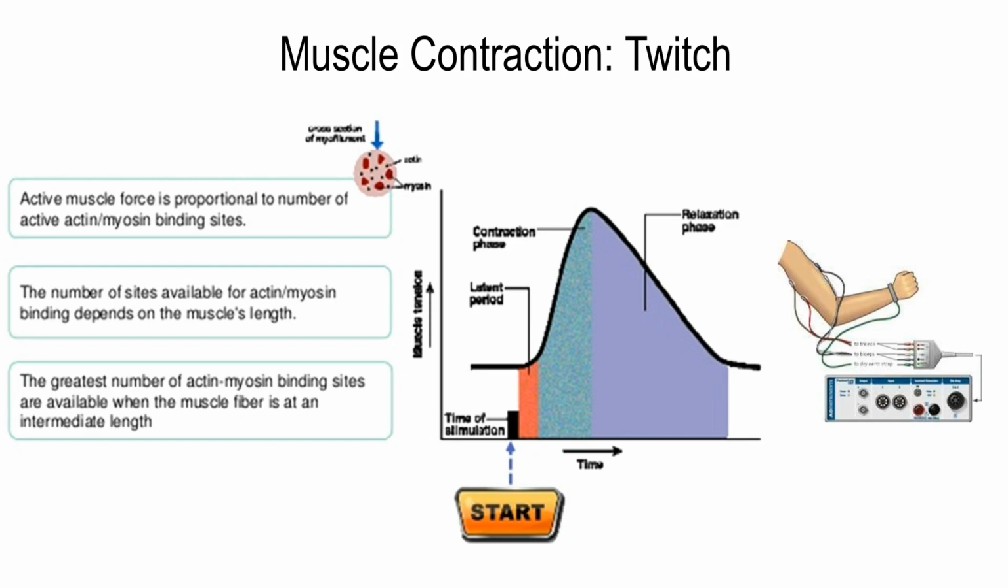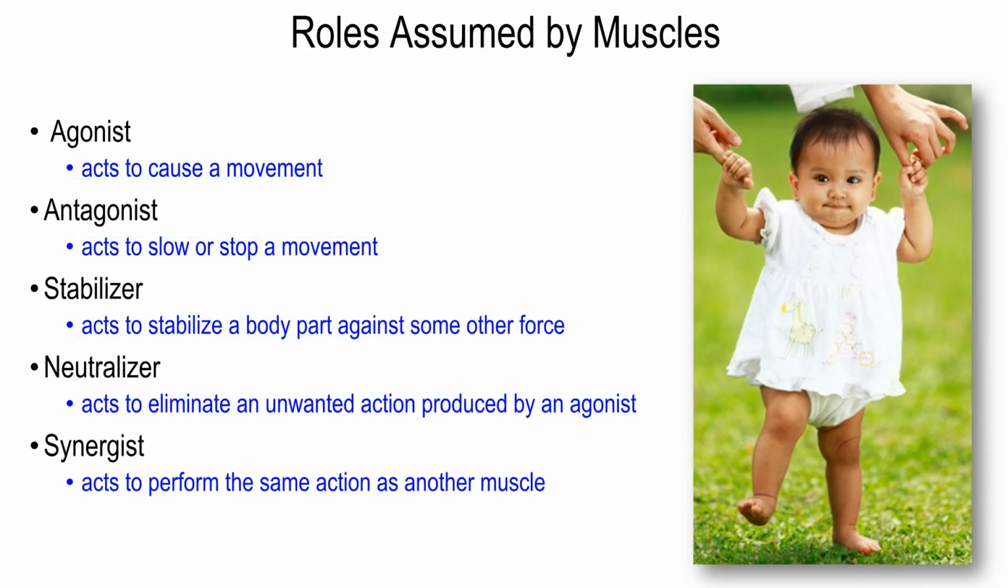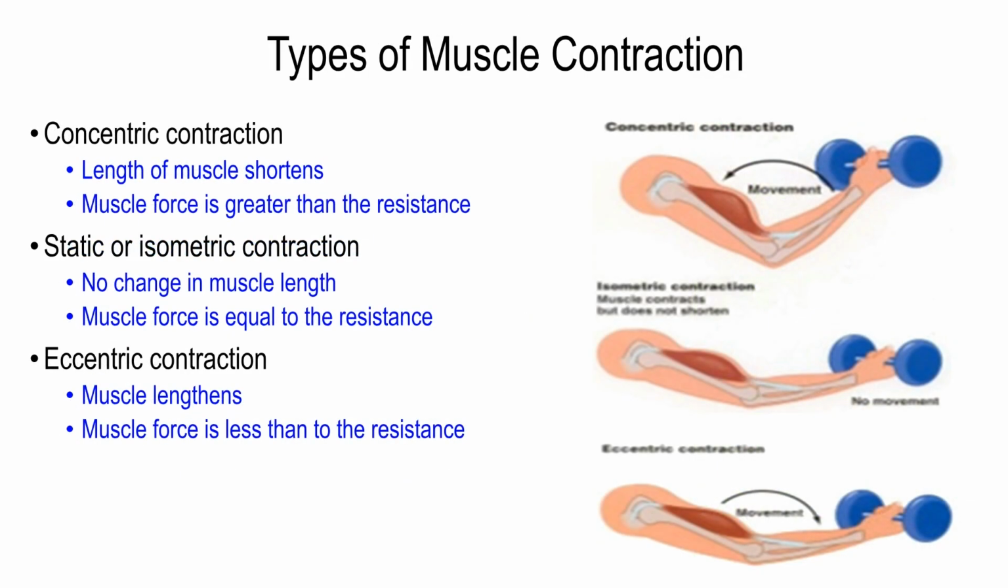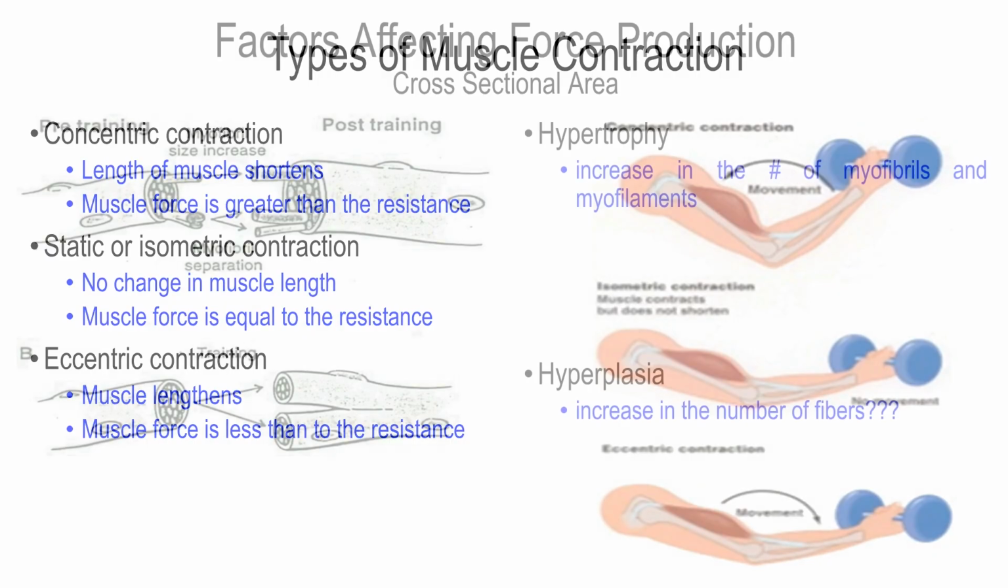The number of sites depends on the muscle's length. Muscles assume different roles. The agonist causes movement, the antagonist slows or stops movement, the stabilizer stabilizes a body part, the neutralizer eliminates unwanted actions, and the synergist performs the same action as another muscle. There are 3 types of muscle contraction: concentric, where the muscle shortens; static or isometric, where there is no change in length; and eccentric, where the muscle lengthens.